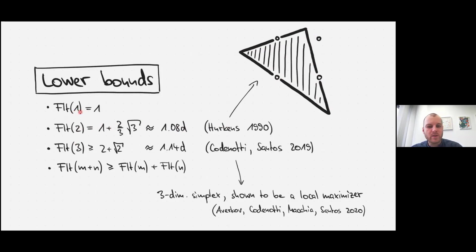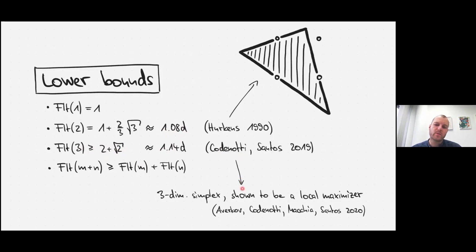These two dimensions are the only two dimensions where we know the flatness constant. Okay, and not much is known about higher dimensions. One thing that Paco Santos and Giulia Codenotti recently came up with is a construction in dimension 3. So they obtain actually a 3-dimensional simplex of lattice width 2 plus square root of 2, which relative to the dimension is a bit more than what you have here. It's 1.14 times the dimension. Okay. They actually conjecture that this is the flatness constant in dimension 3.